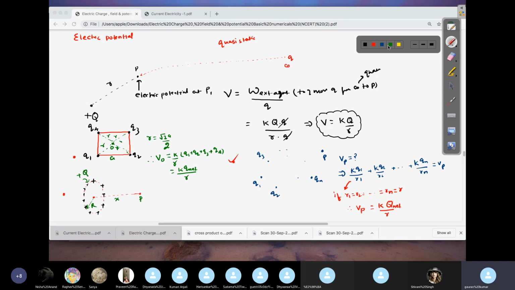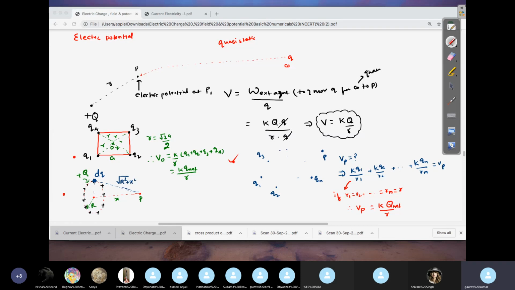See, it's very easy. What you can do here is take an elementary charge, let's say dq. Now if you join from here, this will be nothing but the slant height of the cone. What is the value of this? You can use the Pythagoras theorem. You will get root of r square plus x square.